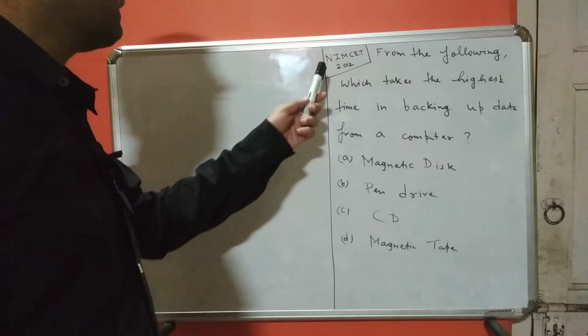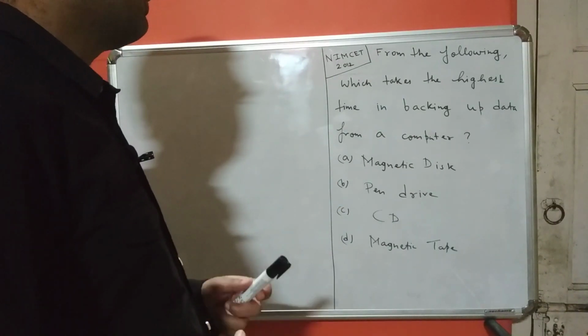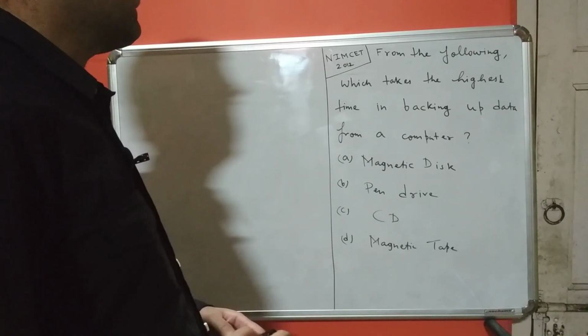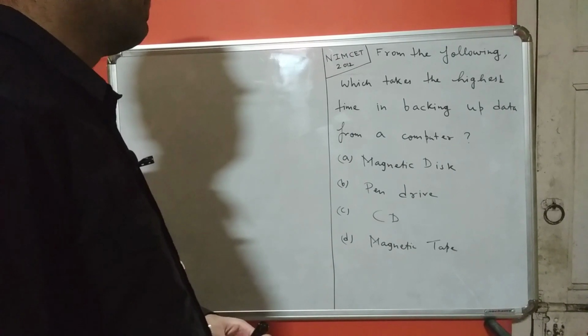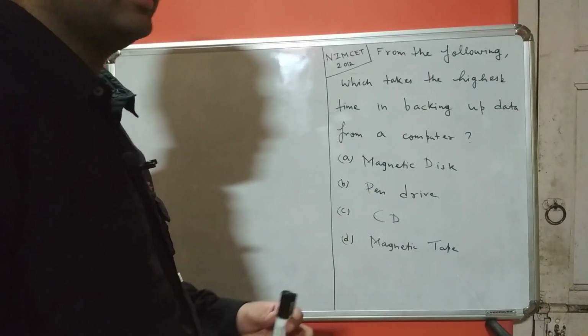So this question has been asked in NIMCET 2012. I'll read it out for you. From the following options, which takes the highest time in backing up data from a computer? Option A, magnetic disk, pen drive, CD, magnetic tape.